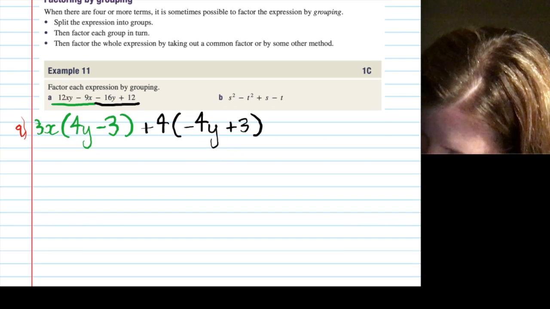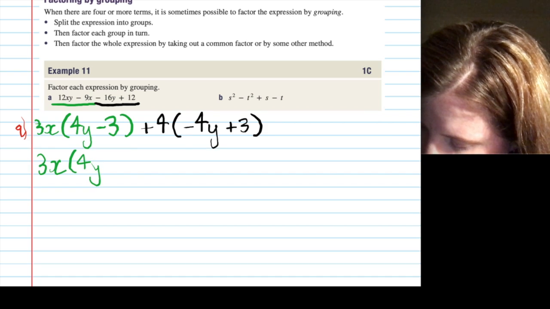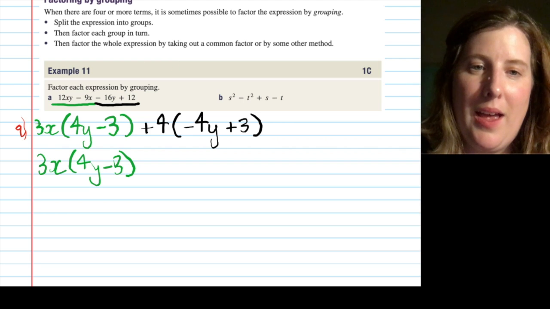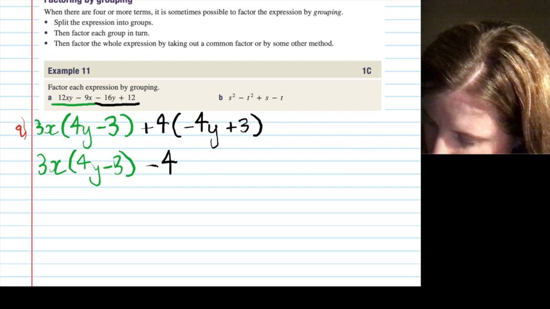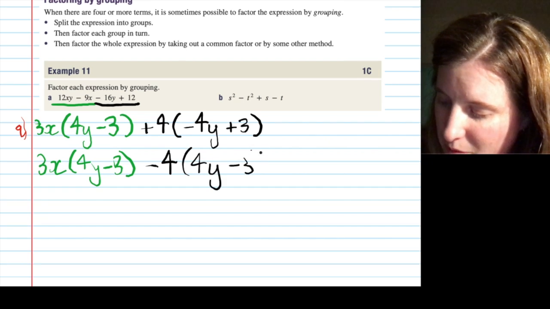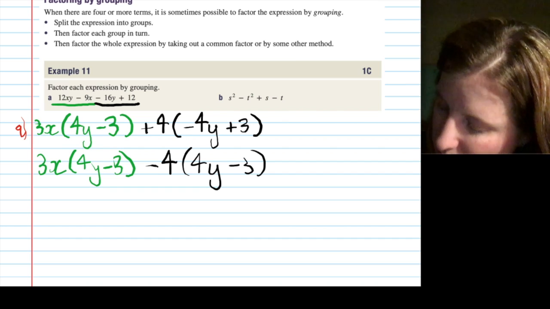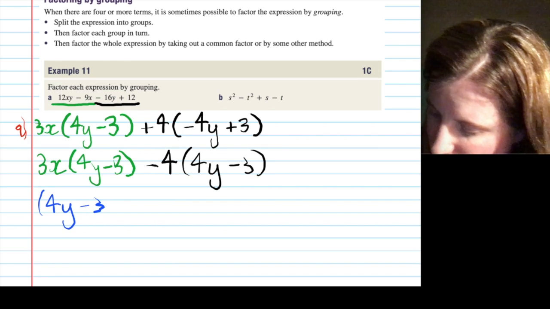So we've got our 3x, 4y, take 3. I'm going to change this to take 4, which means this will be positive 4y, take 3. Oh, look, we've got 4y, take 3 in both. That's a good sign. That means I can put that out the front. 4y, take 3.